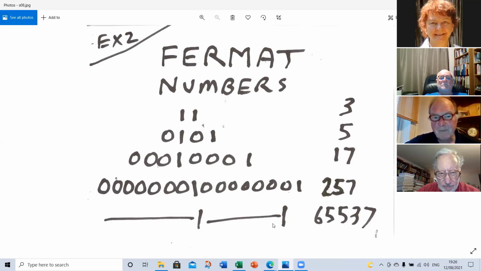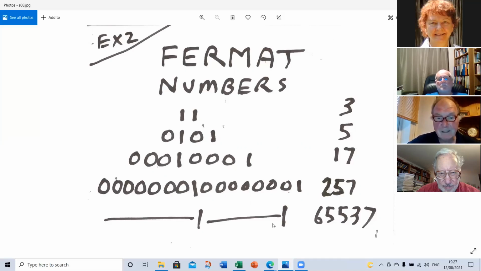And so the first Fermat prime is 11, which is 3. The second one is 0101, which is 5, then 17, then 257, and finally 65,537. So these are the only periodic numbers that are prime. And it was thought that there are only 5 of them, but it's never been proven that there are only 5 of them.